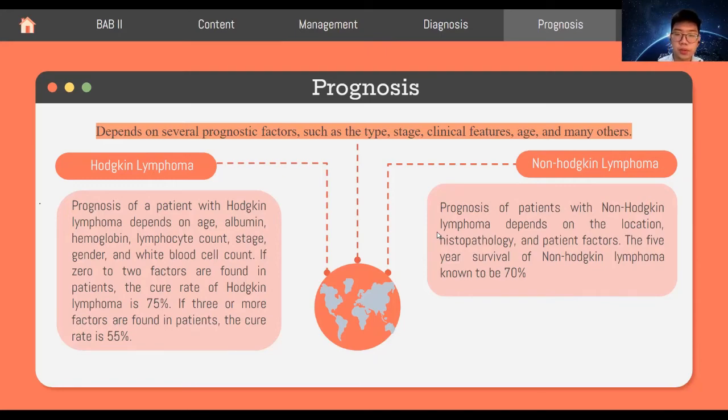Hodgkin lymphoma has some prognostic factors such as age, albumin, hemoglobin, lymphocyte count, stage, gender, and white blood cell count. If 0 to 2 factors are found in a patient, the cure rate of Hodgkin lymphoma is 75%. If 3 or more factors are found in the patient, the cure rate is expected to be 55%. The prognosis of non-Hodgkin lymphoma depends on the location of the histopathology and the patient factors, with 5-year survival known to be 70%.